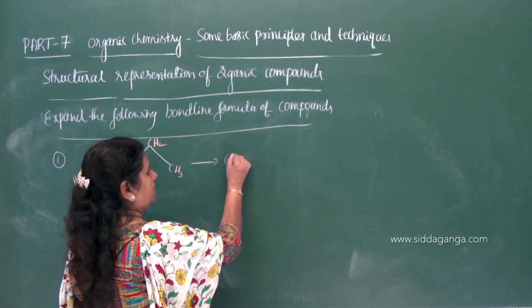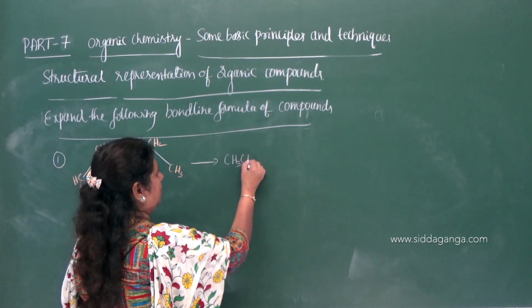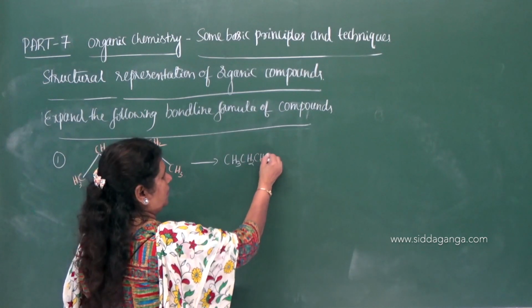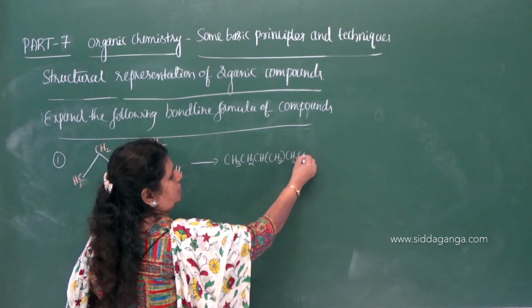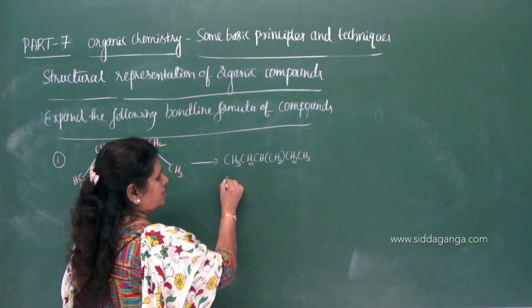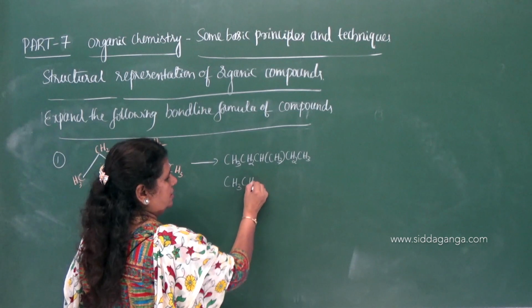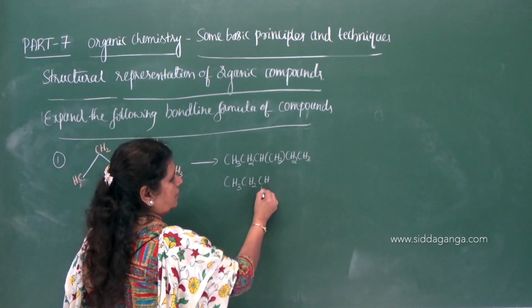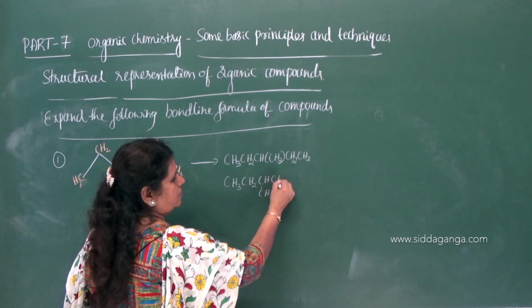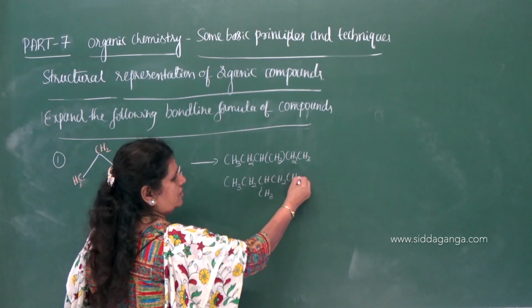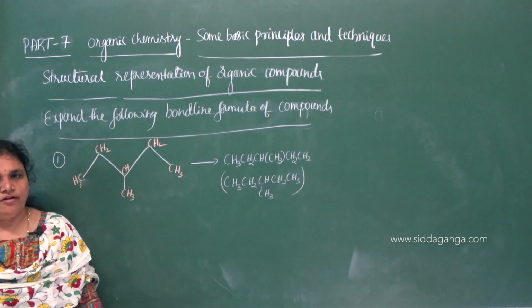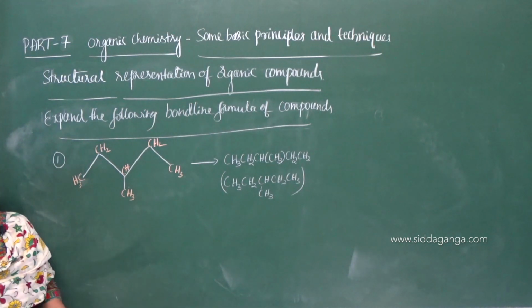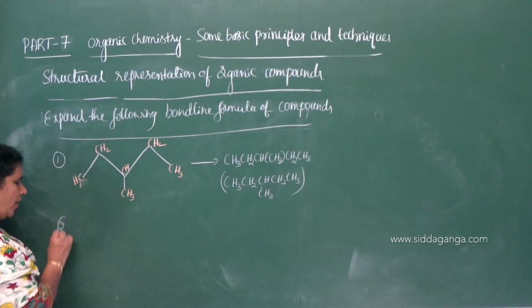Now you can write the condensed formula. Start from the left: CH3, CH2, CH, CH3, CH2, CH3. Or else you can also write it like this: CH3, CH2, CH, CH3, CH2, CH3. So this is the expanded form of the given bond line formula. Similarly, move on to the second one.